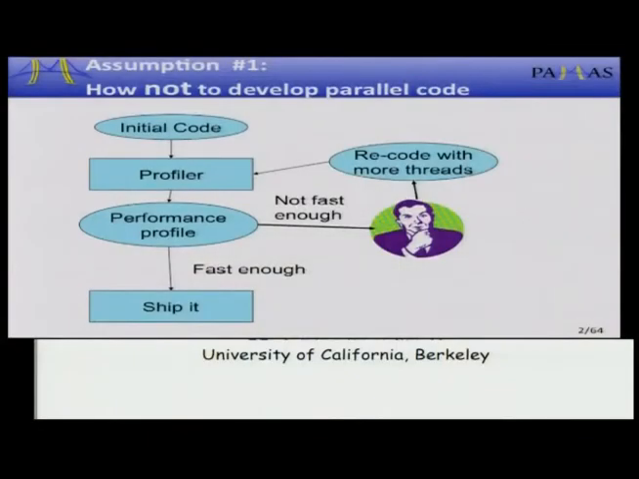software. So what we have in this foil is we have some initial code, we profile it, we do a performance profile. If it's not fast enough, then we kind of scratch our heads for a while and look at it and go, oh, I know, we can tease some threads out of this code here, yeah, okay, let's try that. Run that through the profiler, keep iterating this, and hopefully someday it's fast enough, and then we ship it.